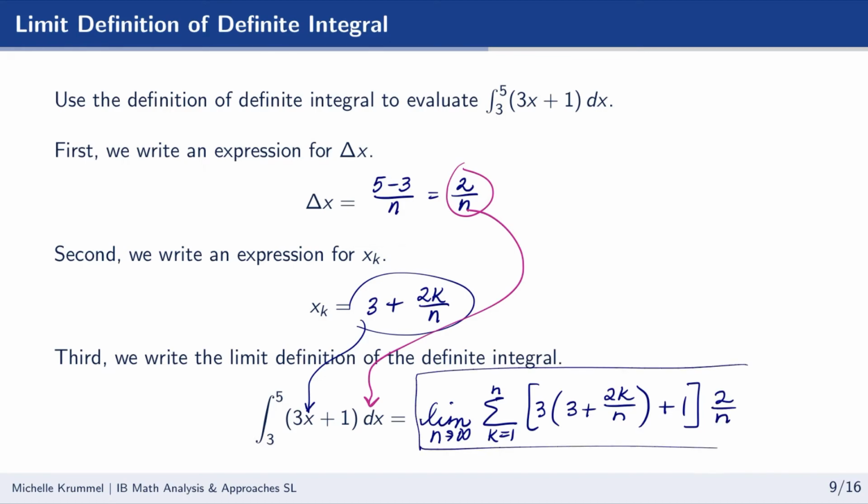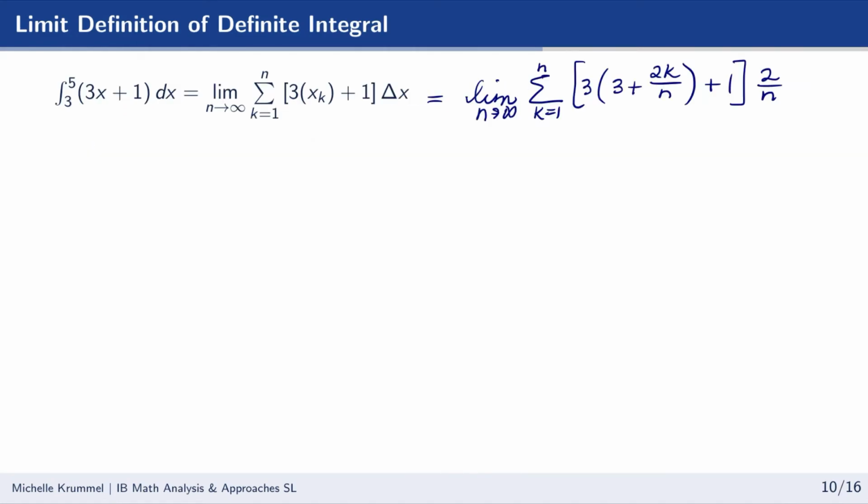Now we're going to evaluate this. We're going to use properties of summation to help us evaluate that. So the first thing I'm going to do is just simplify by distributing this 3 here. I'll do this in small steps. So 3 times 3, 3 times 2k over n, plus 1, and then times 2 over n. Okay, so I'm still simplifying. I'm going to go ahead and add the 9 and the 1 to get 10, and then I'm going to distribute the 2 over n.